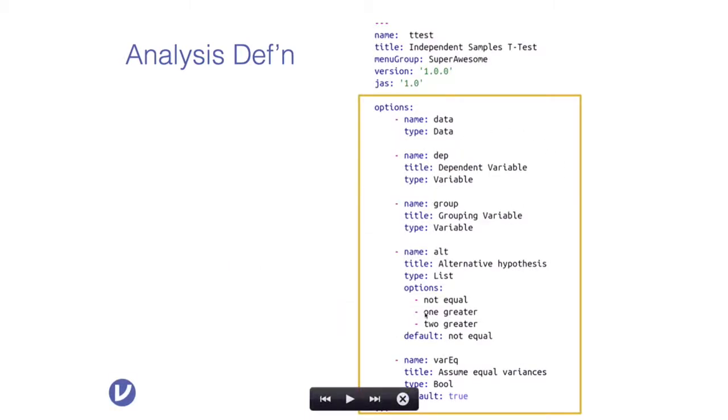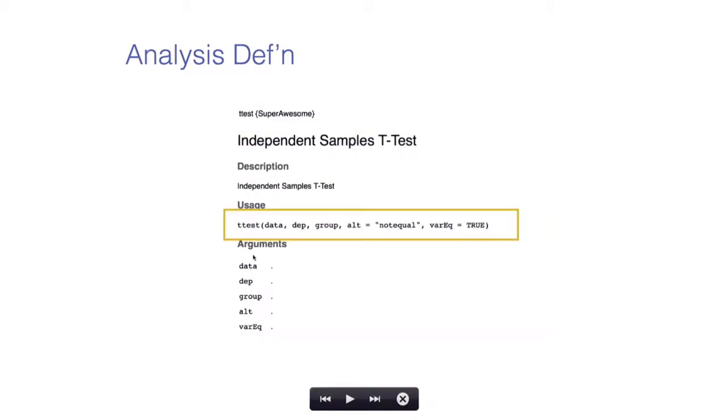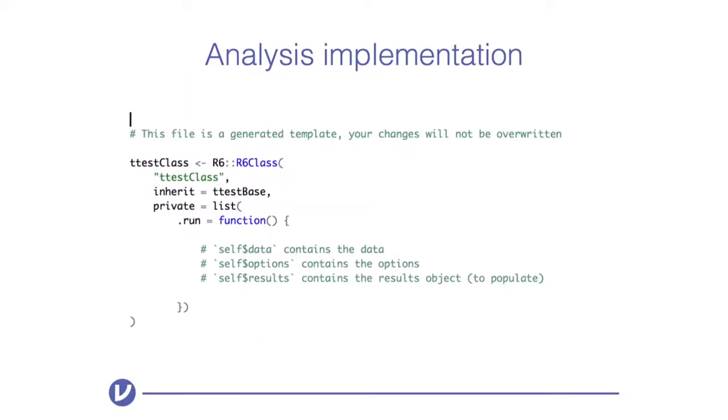Next up come the options. And these have different types. So we have dep, which is of type variable, group, which is of type variable, and then we have alt, which is of type list. And these end up being represented in the user interface like this. You can see here's the dependent variable, here's group, here's alt, etc. But when it's represented as an R function, this is what it looks like. So the options framework sort of unifies the user interface and the R function.